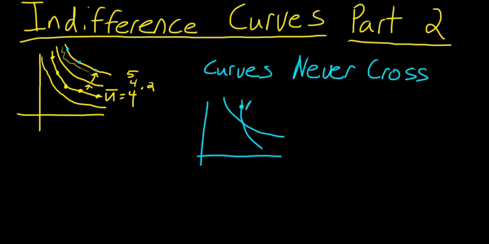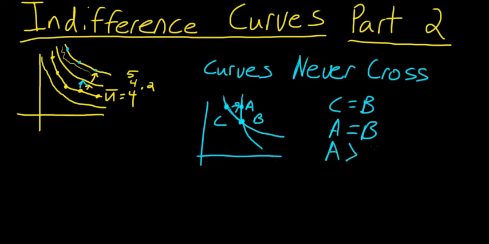Let's take a point here, call that point A, call this point B, and call this point C. So going by our rules that all points on one curve have the same utility, and that curves that are farther out have more utility, we would know that C and B must give the same utility. So C is equal to B, because they're on the same curve. We also see that A and B are on the same curve, so A must have the same utility as B. And we can easily see that A is on a curve that's farther out than the curve that C is on. So A must be greater than C.